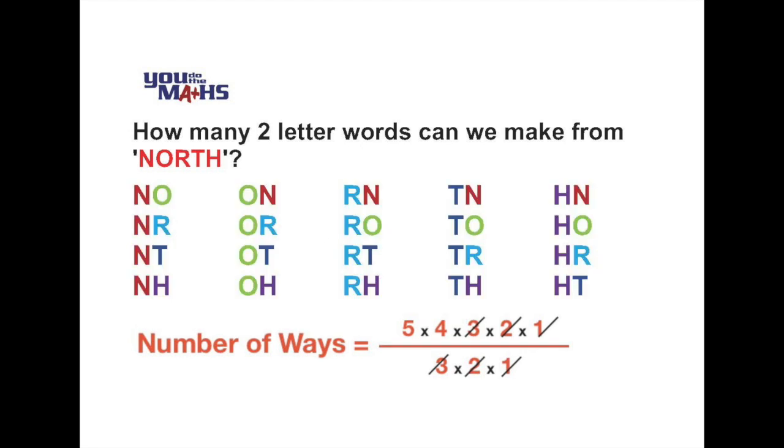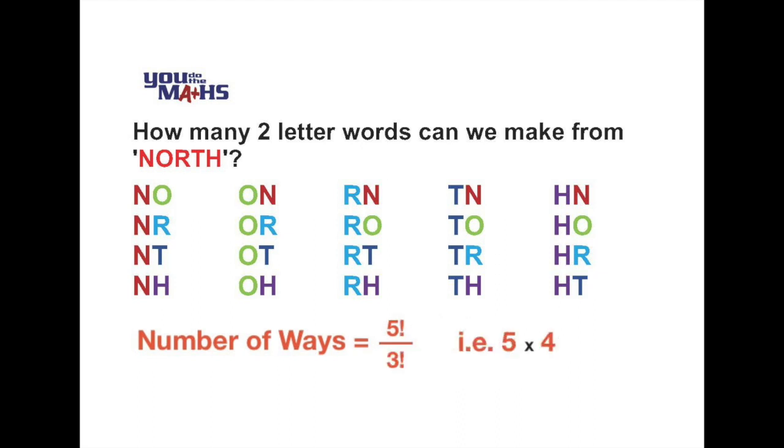So the number of ways to get 2-letter words from 5 letters can also be expressed as 5 factorial divided by 3 factorial. And that 3 factorial is actually got by finding the difference between 5 and 2, 5 being the number of letters we had to choose from, and 2 being the letters that we want to make into our new word.